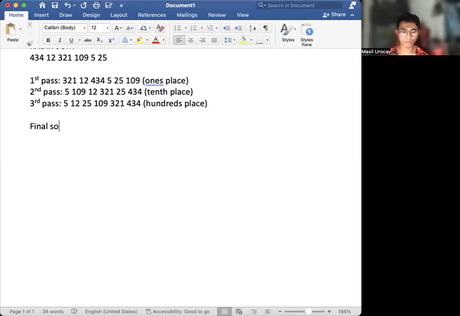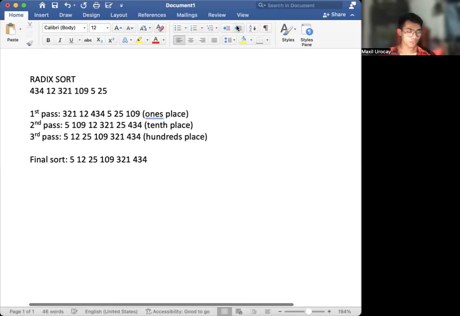You can somewhat put the final sort. It will become 5, 12, 25, 109, 321, and 434. So that is how you will begin to deal with this radix sort. That is really simple. That is absolutely the simplest sorting algorithm technique.